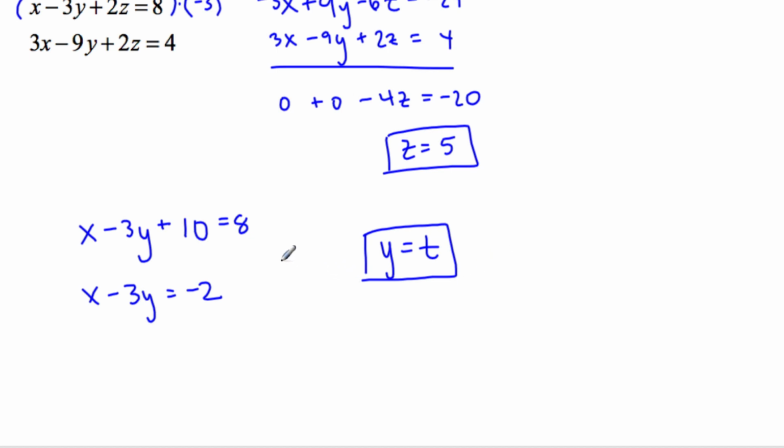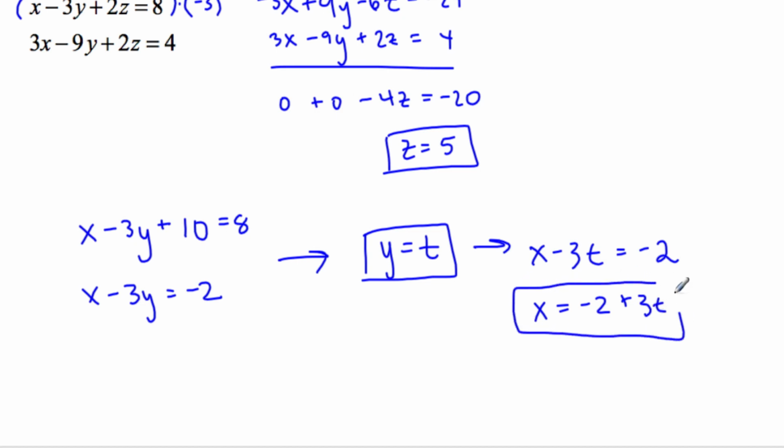Now I'll substitute t in for y here, so I get x minus 3t is equal to minus 2. I'll add 3t, so I get x equals minus 2 plus 3t. Okay, so there's the parametric form of our line. x equals this, y equals this, z equals that.